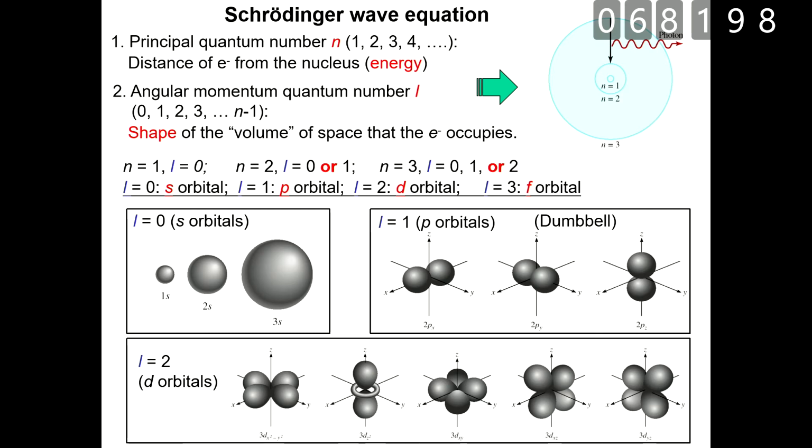Okay, so now we know what the L means, right? So what does the L mean? The L means the shape of the electrons.